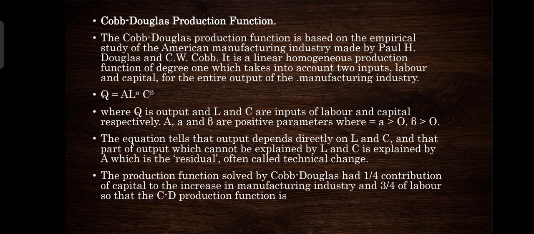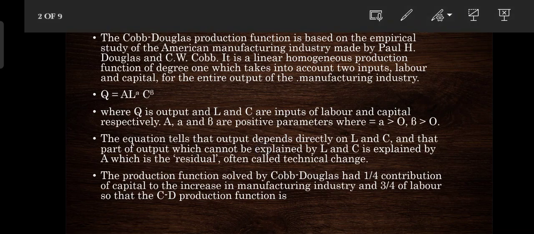It is based on the empirical study of the American manufacturing industry made by Paul H. Douglas and C. W. Cobb. So this Cobb Douglas production function is based on an empirical study conducted by Paul H. Douglas and C. W. Cobb on the American manufacturing industry. And they found that this production function is a linear homogeneous production function of degree 1.